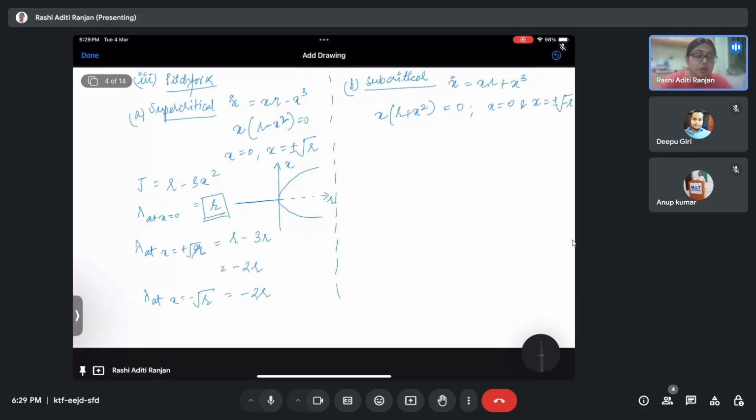Now these two roots are just going to exist only if r is less than 0. For r greater than 0, they are not going to exist. Further, if I try to find the Jacobian, the eigenvalue at x equals 0 is going to be nothing but r, correct?